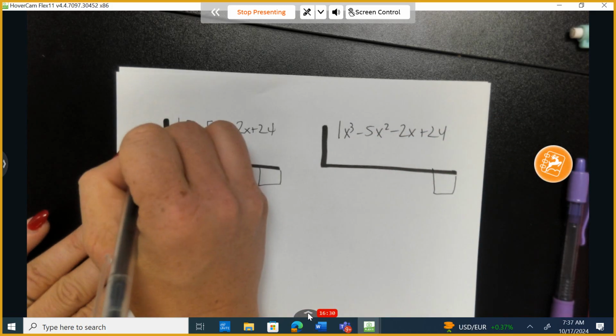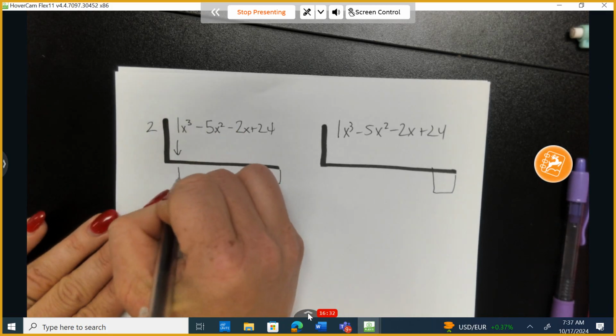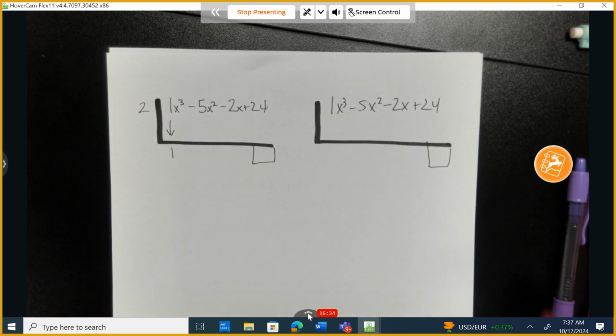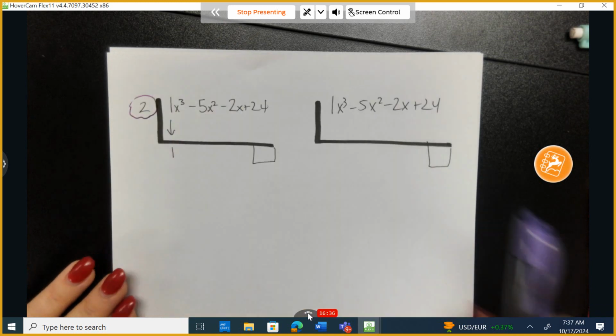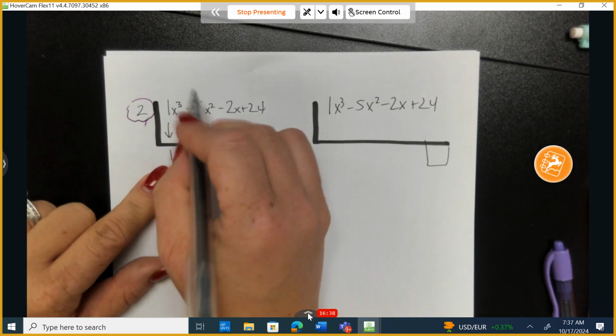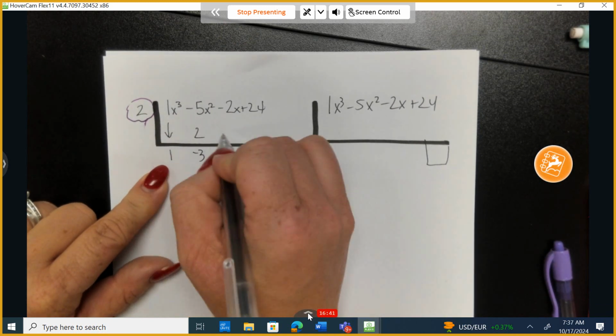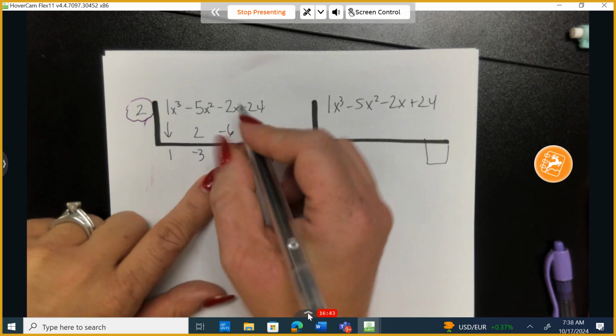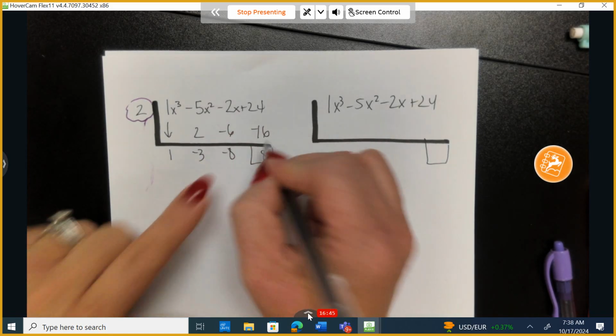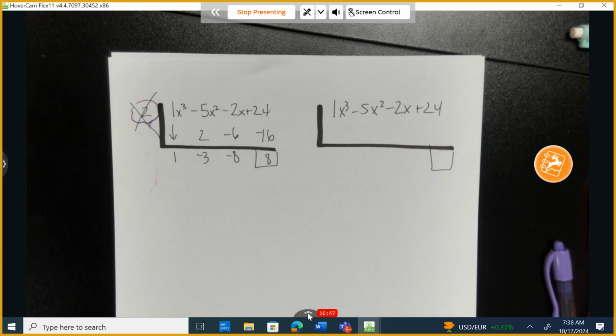Okay, so I'm going to test +2 here. How do I test +2? Everything we do is going back to this magical number. I'm dropping down the 1. I'm multiplying, I'm adding down. I'm multiplying, I'm adding down. I'm multiplying, I'm adding down. 2 does not work. Gentlemen, does -2 work?